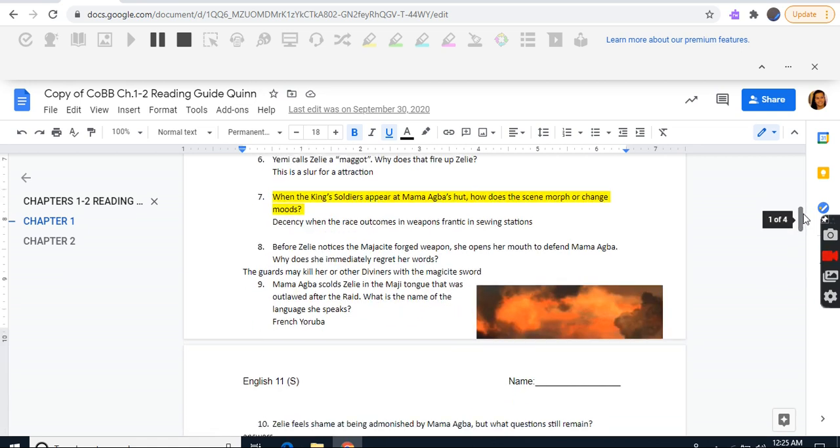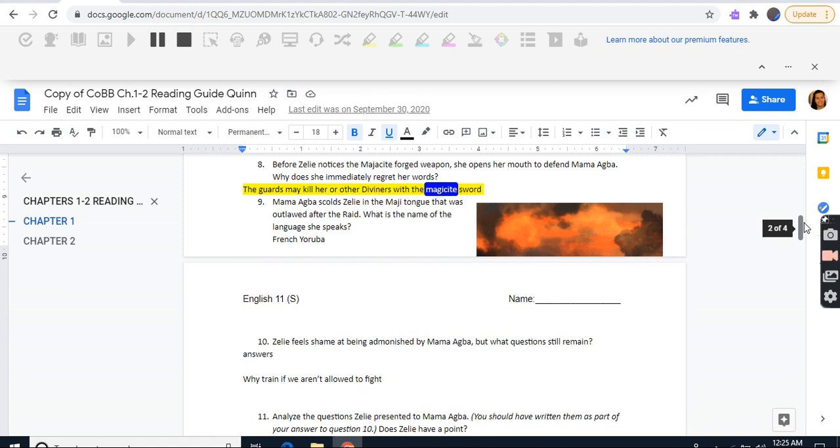7. When the king's soldiers appear at Mama Agba's hut, how does the scene morph or change moods? 8. Before Zeeley notices the magicite-forged weapon, she opens her mouth to defend Mama Agba. Why does she immediately regret her words? The guards may kill her or other diviners with the magicite sword.